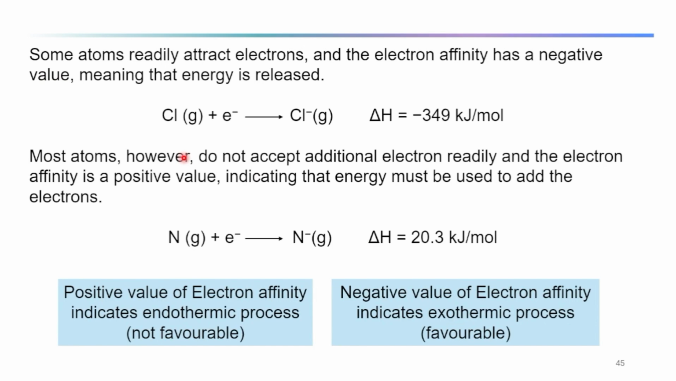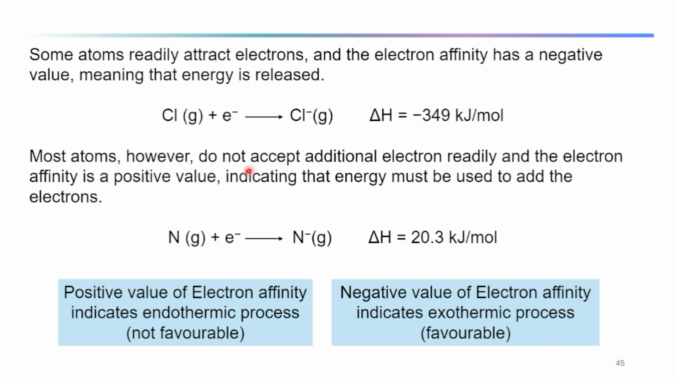Now let's take some examples. Some atoms readily attract electrons, and the electron affinity has a negative value, meaning that energy is released, as I was saying. In this case the girl said yes to that person because she likes him back. So you can see, if we put an extra electron onto chlorine, the delta H of this process is negative. So it is exothermic, minus 349 kilojoule per mole. So the chlorine atom easily takes the electron.